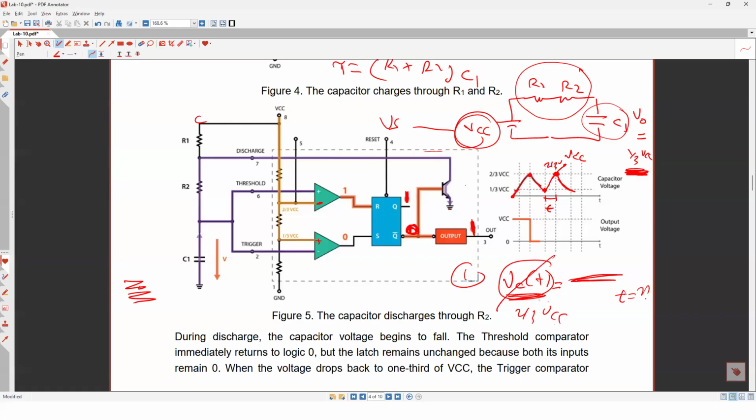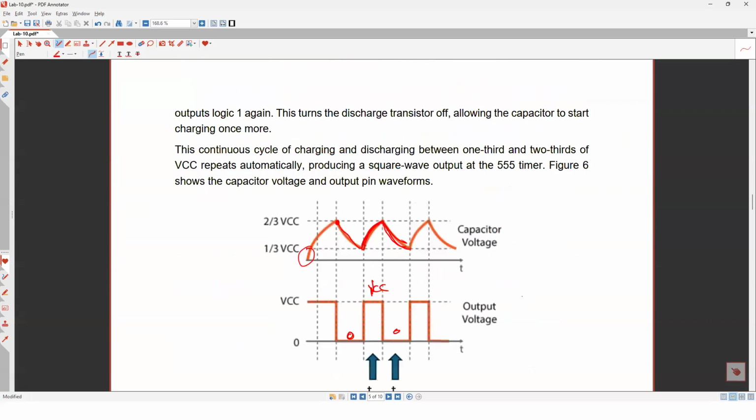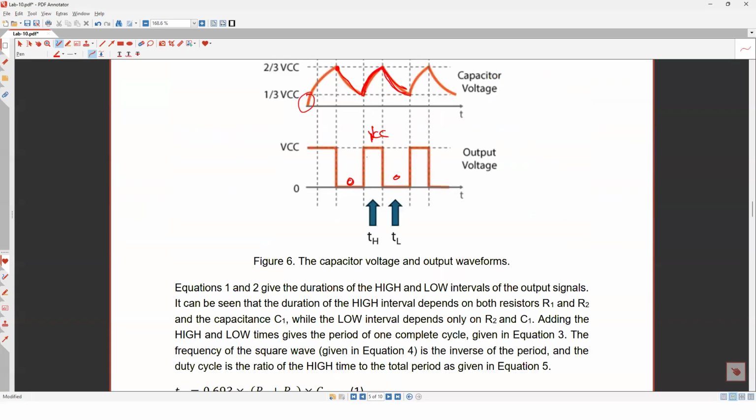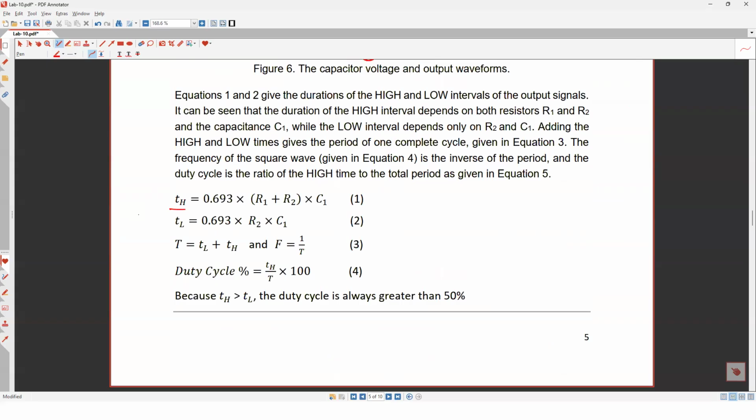Again, you need three things to make the equation. Tau, because charging happens through R1 and R2. Number two, VS is VCC, and my initial voltage is 1/3 VCC. Once you get the equation, I want to know at what time the voltage of the capacitor is going to be equal to 2/3 VCC. Once you get the time, I'm going to call it the high time. I will find the high time equal to this value.